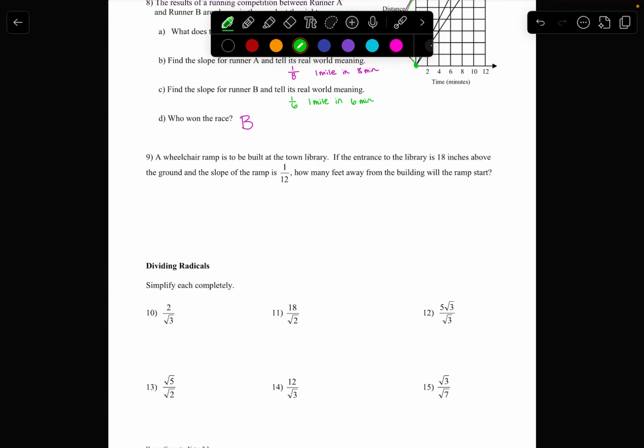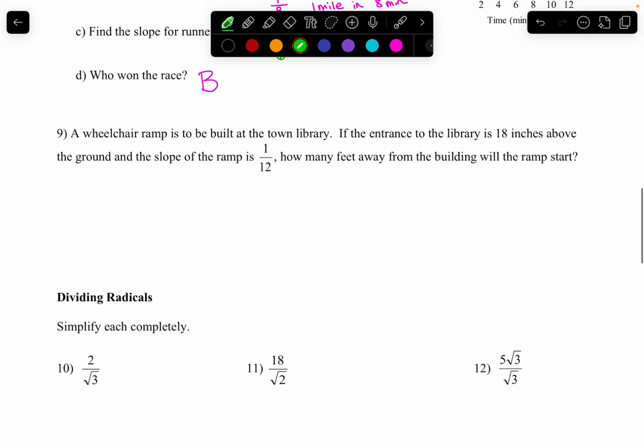All right, number 9, a wheelchair ramp is to be built at the town library. So as a reminder, a wheelchair ramp is going to look something like this. We're going to have a right triangle. It says if the entrance to the library is 18 inches above the ground and the slope of the ramp is 1 over 12, how many feet away from the building will the ramp start?